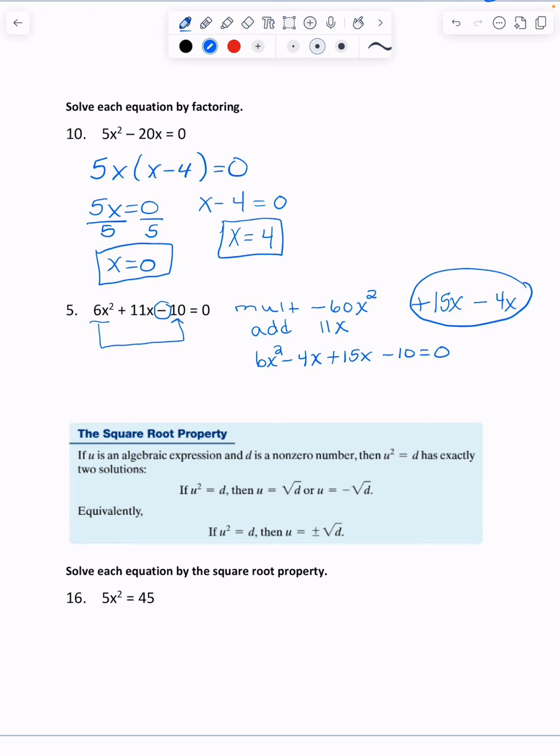So I'm going to group the first two terms together and the last two terms. I'm going to pull out a GCF. So in my first grouping, that would be 2x.